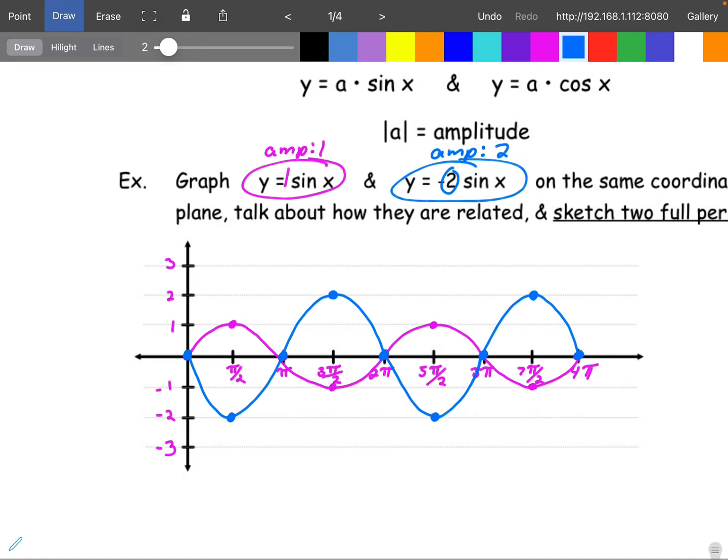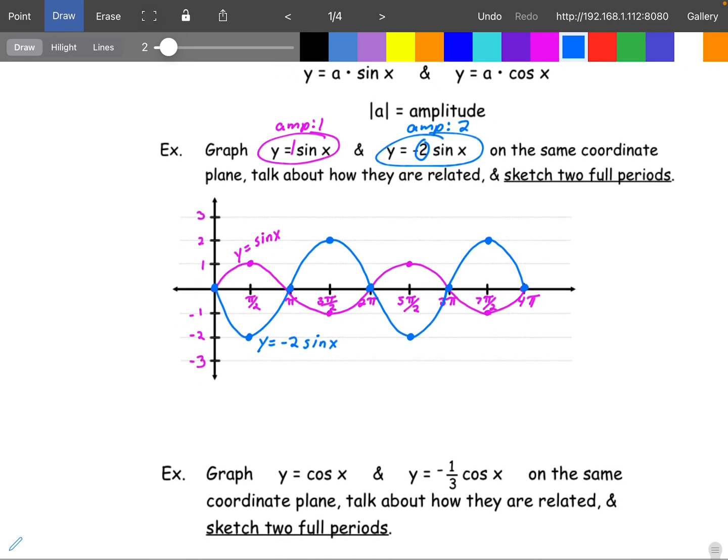All right, so anytime that you put more than one graph, or more than one function, on a graph, you should really label them. So you want to label your original, y equals sine x, and you want to label the other one, y equals -2 sine x. Okay, so let's take a look at our next one.